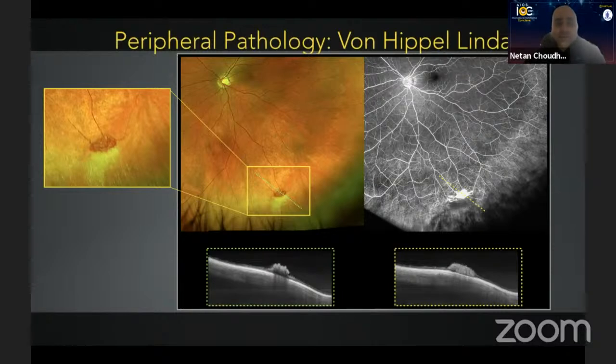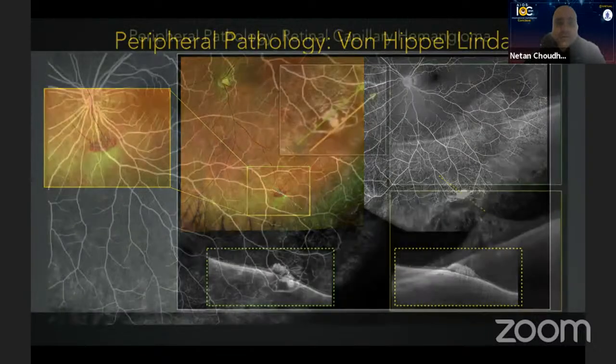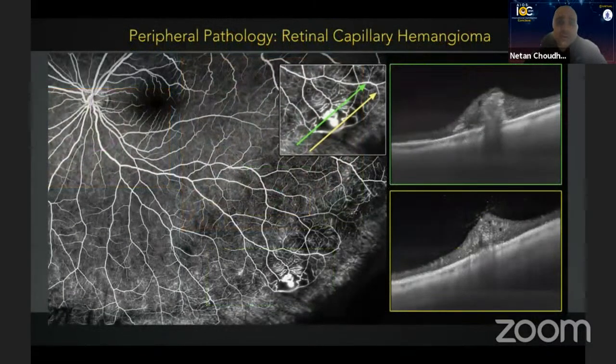And again, as we expand this, we're able to move into the era of OCTA also. Here's an example of a capillary hemangioma, which is relatively far out here in the far periphery, almost at the level of the ora, and we can see the detail quite well.